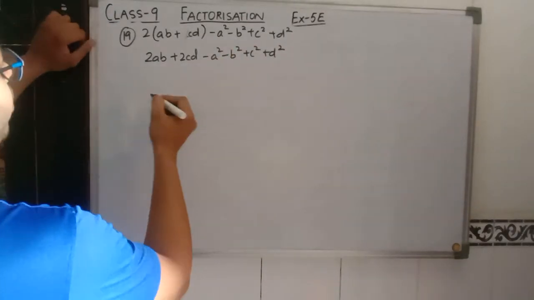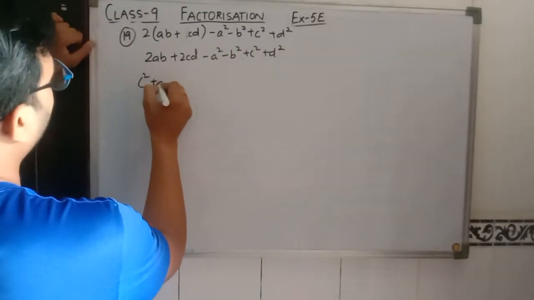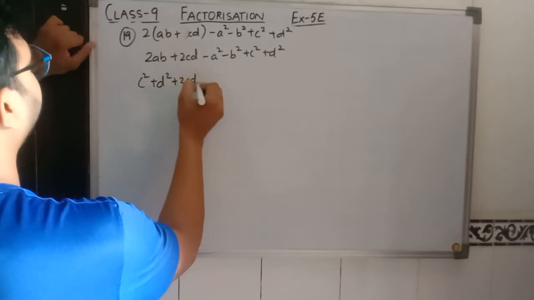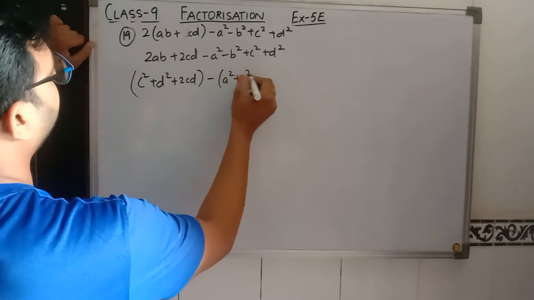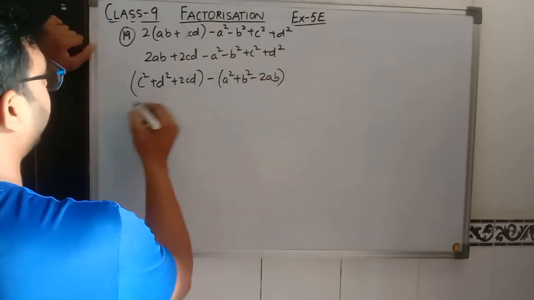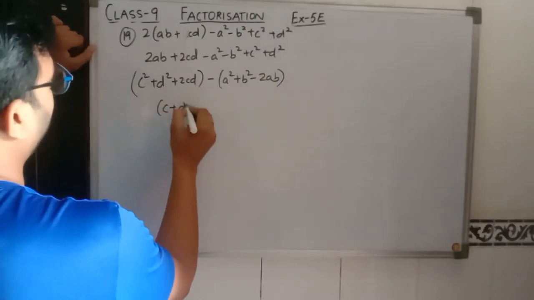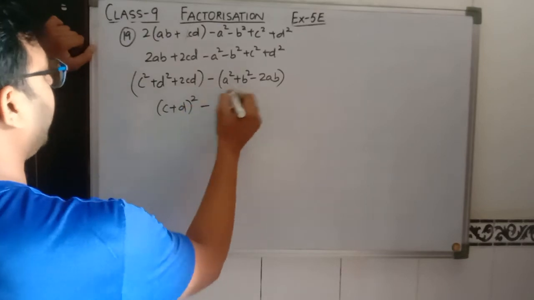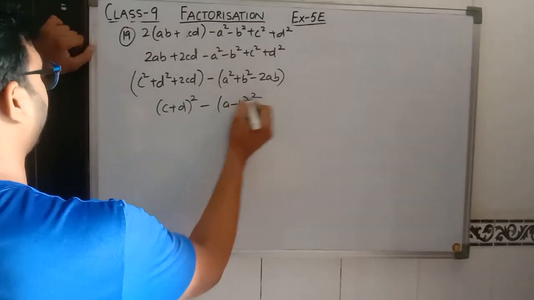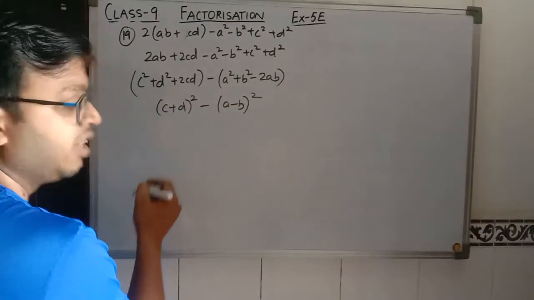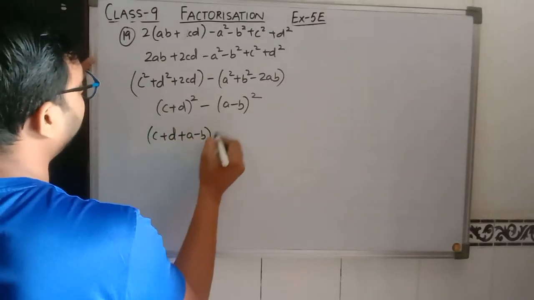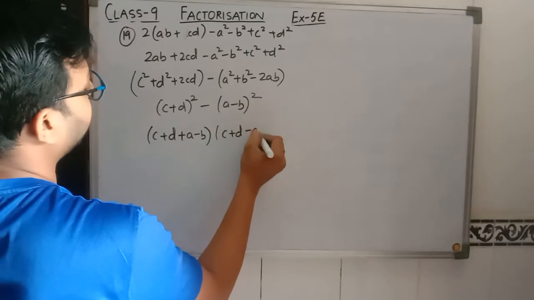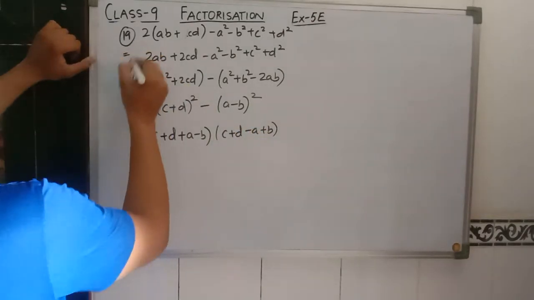Now you can do one thing. Group c square plus d square plus 2cd together, and minus a square plus b square minus 2ab together. They will form the identity of (c plus d) whole square, and the identity of (a minus b) whole square. Now the a square minus b square identity: in the first bracket a plus b, in the second bracket a minus b. So that will be the final answer.